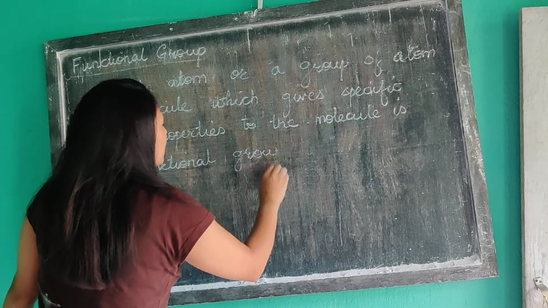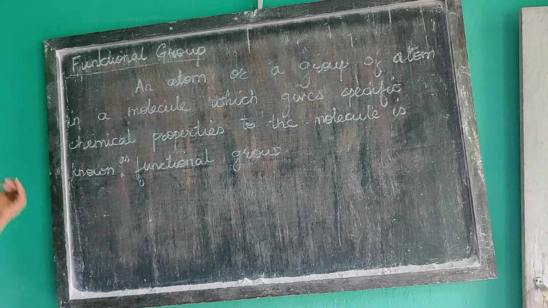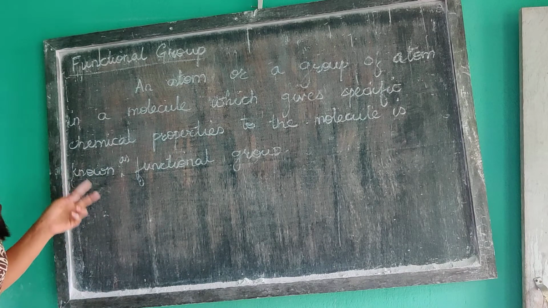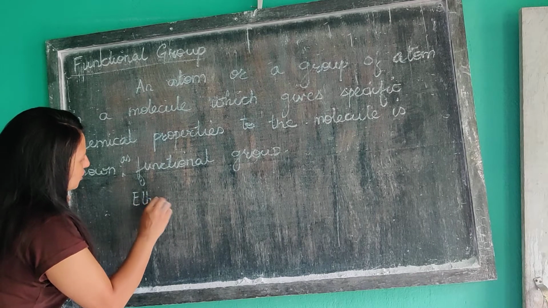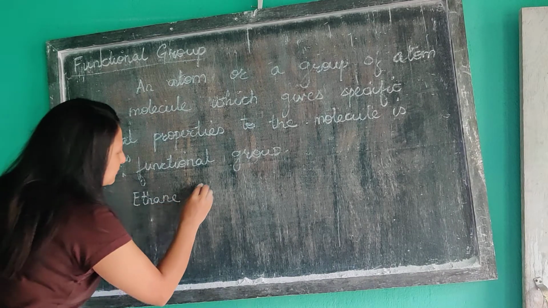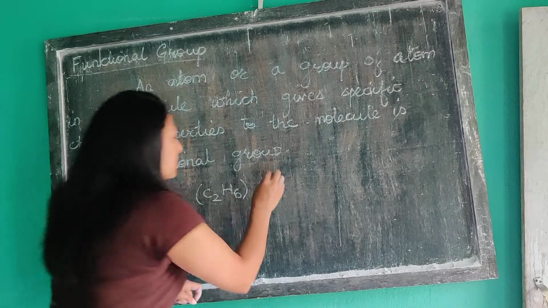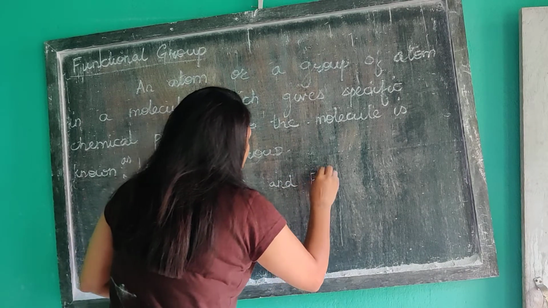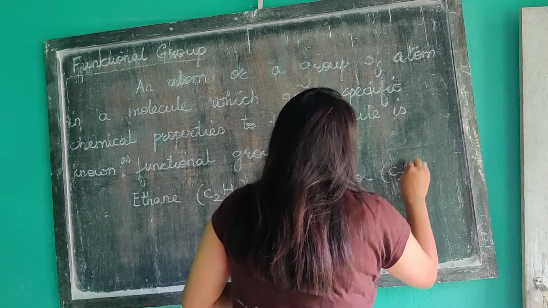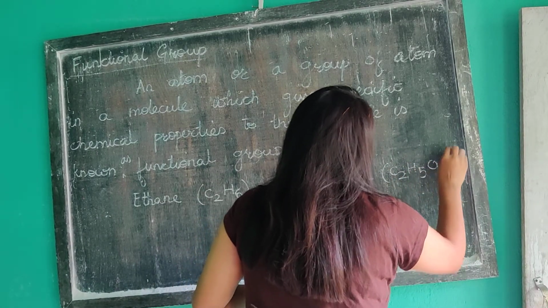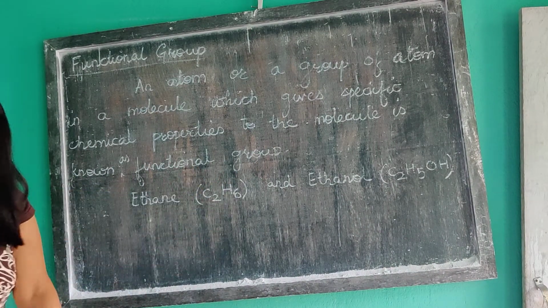Okay, now to make you understand about functional group more clearly, I'll give you an example. Let us take an example of ethane. Now we've already studied the structure of ethane and we also know the formula of ethane. The formula of ethane is C2H6, and there is another carbon compound that is known as ethanol. Now the formula of ethanol is C2H5OH. Now, if you look at these two formulas, they are somewhat similar.